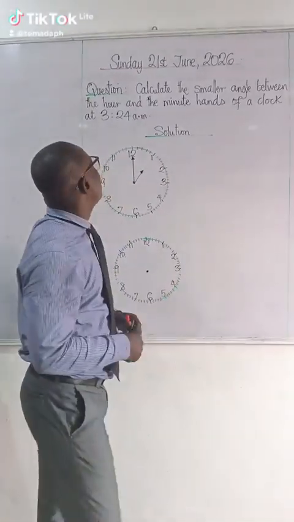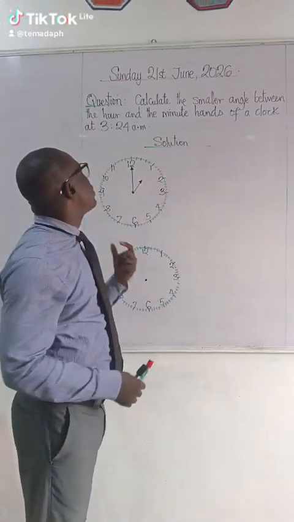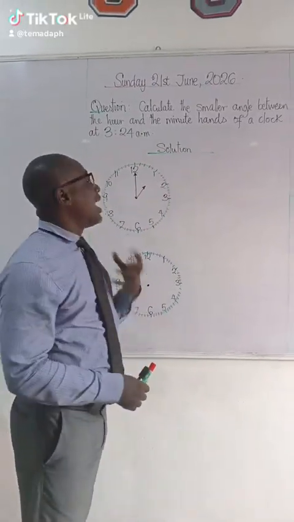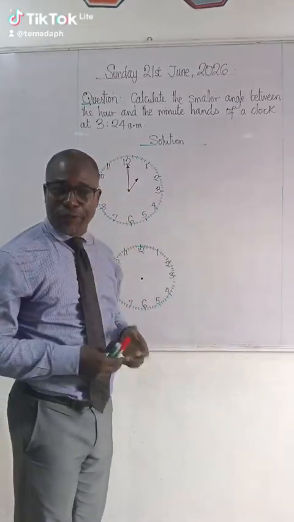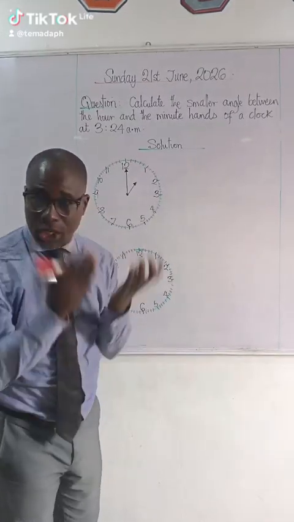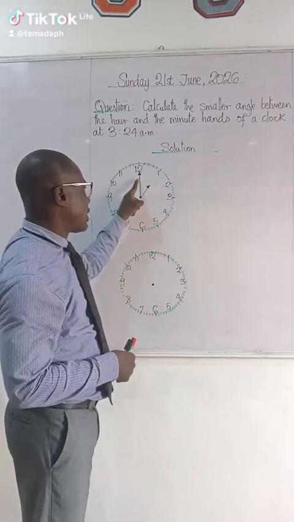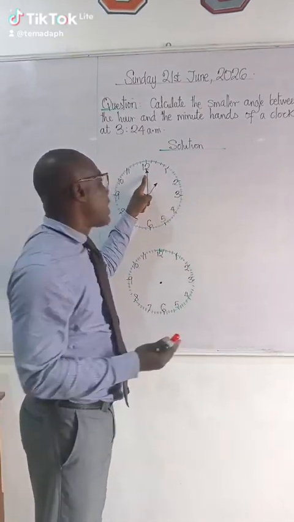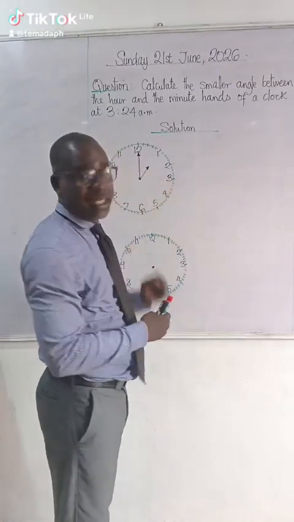Now, today's question: calculate the smaller angle between the hour hand and the minute hand of the clock at 3:24 a.m. This is a question that has to do with the clock. As we all know, we have the minute hand of the clock, that's the longer one, while we have the hour hand of the clock, which is the shorter hand.